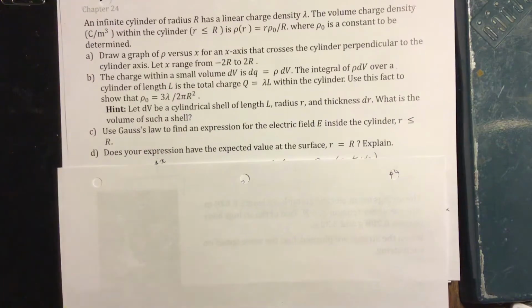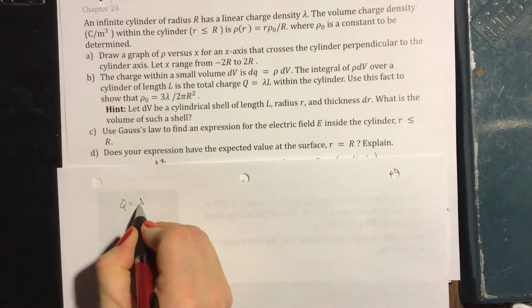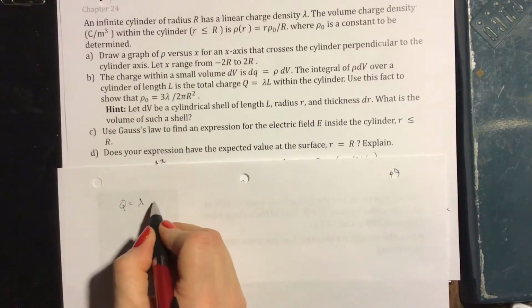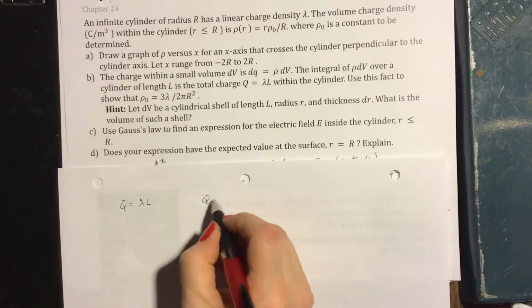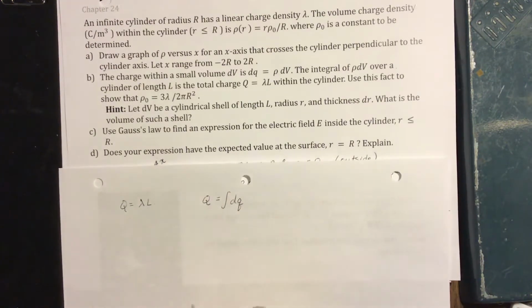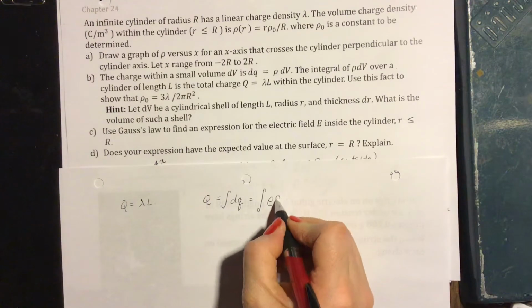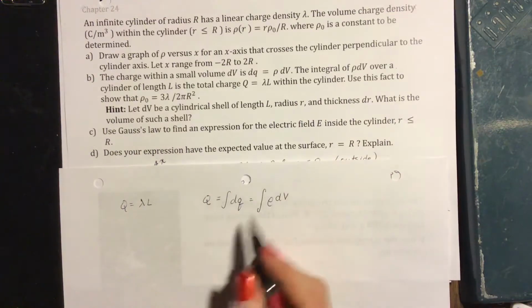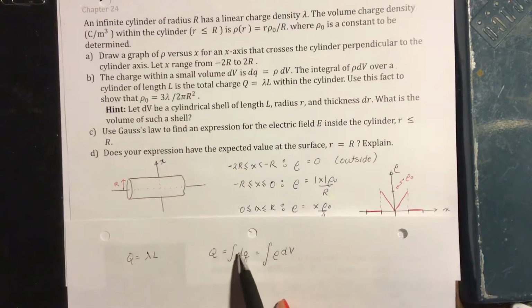So let's start with those two things. Q equals lambda times L. So there's the first thing we know. We also know that Q is equal to the addition of all the small amounts of charge on the cylinder, which is the density times the volume. Okay, there we go. So this part just comes from the fact that if we want the total charge on this cylinder, we have to add up all of the bits of charge.